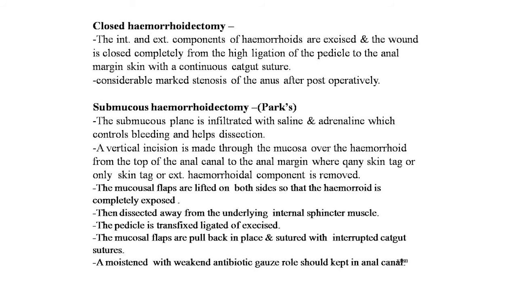The mucosal flaps are pulled back in place and sutured with interrupted catgut sutures. A gauze roll moistened with weak antibiotic solution should be kept in the anal canal.